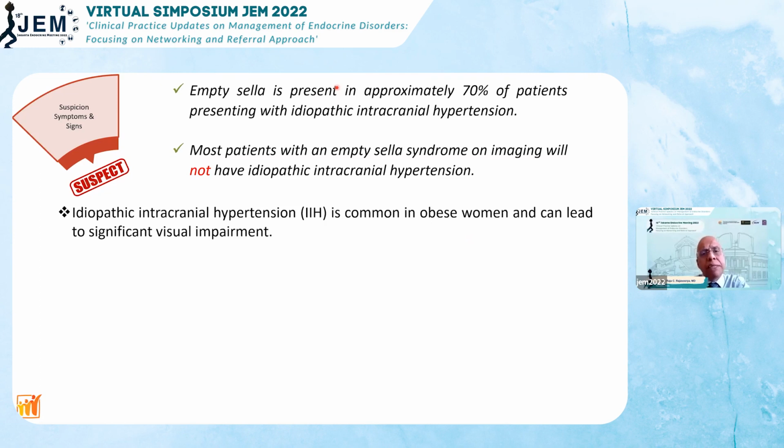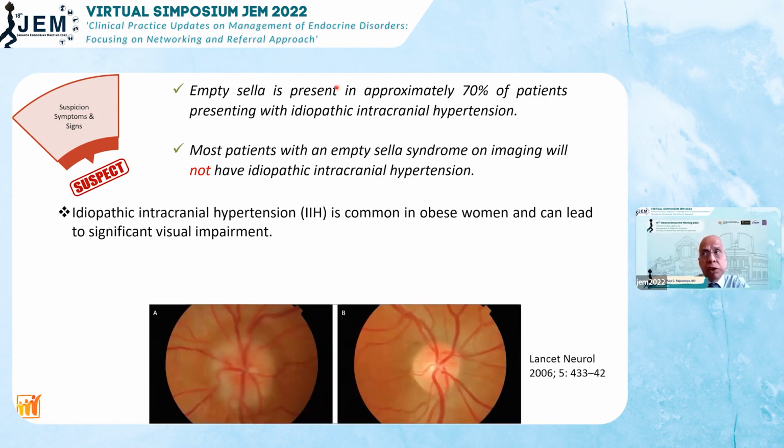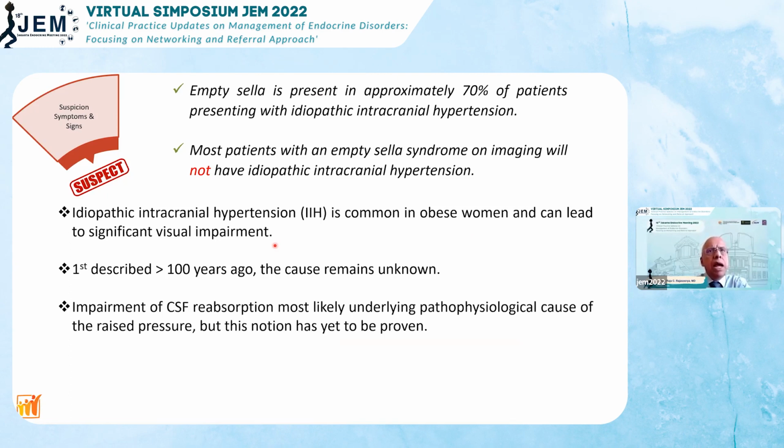Idiopathic intracranial hypertension is common in obese women, can lead to significant visual impairment. You see raised intracranial pressure, papilledema here compared to the normal eye. And it was first described more than 100 years ago. To this day, we don't know the cause for it. And it is postulated that it's impairment of CSF reabsorption. And the underlying pathophysiological cause is raised pressure, but no one has really proven this.